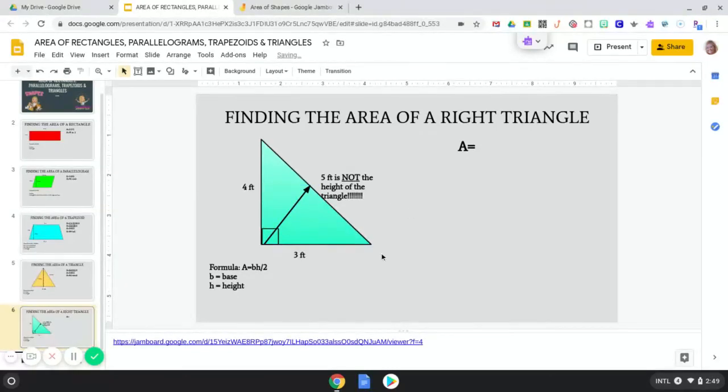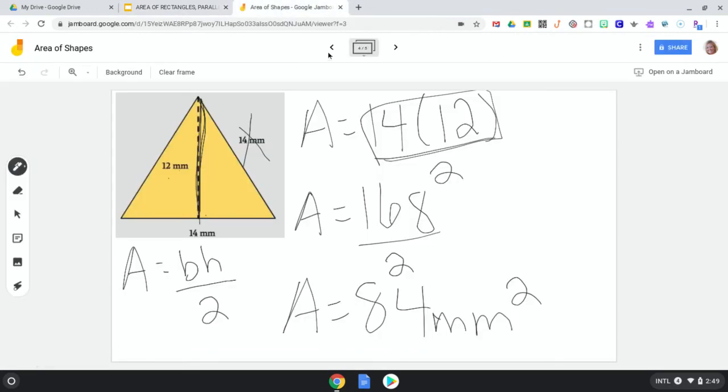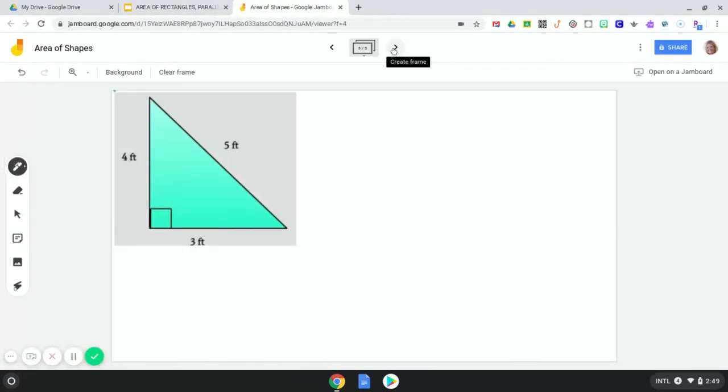4 or 3 can be the height. It doesn't matter which one. You just pick. But it is not going to be 5. It is not going to be the side that is across from the square. Okay. So my formula is base times height divided by 2.